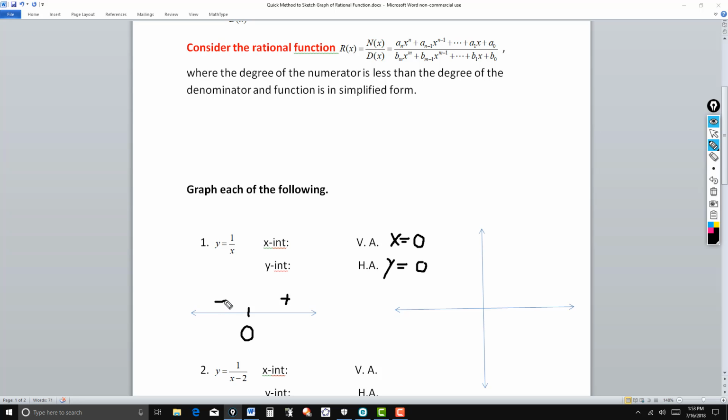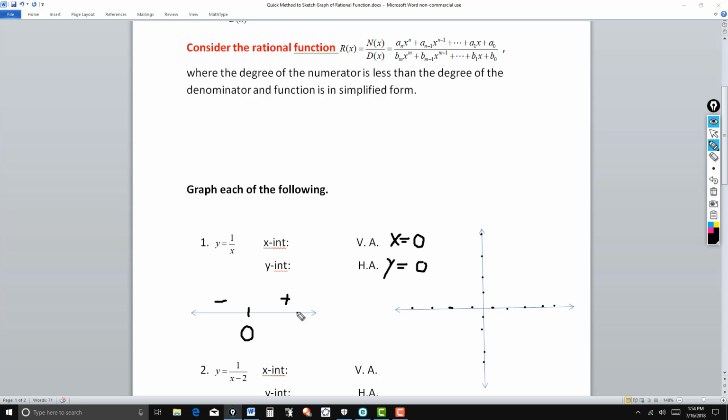That simply tells you that to the right of 0, the y values are positive. The graph is above the x-axis. To the left of 0, the y values are negative. The graph is below the x-axis. Then we draw the graph of the vertical asymptote. Usually we draw it as a broken or dotted line. In this case, the vertical asymptote is the y-axis, and the horizontal asymptote, y equals 0, is the x-axis.